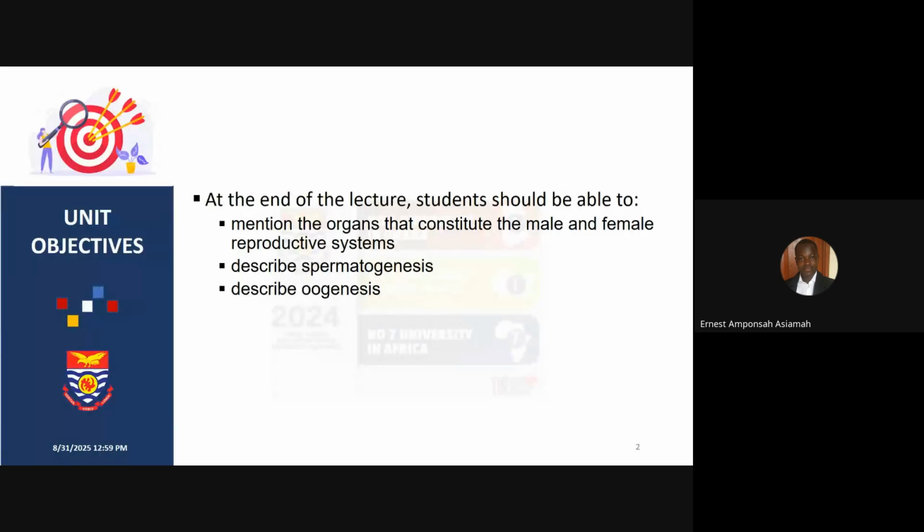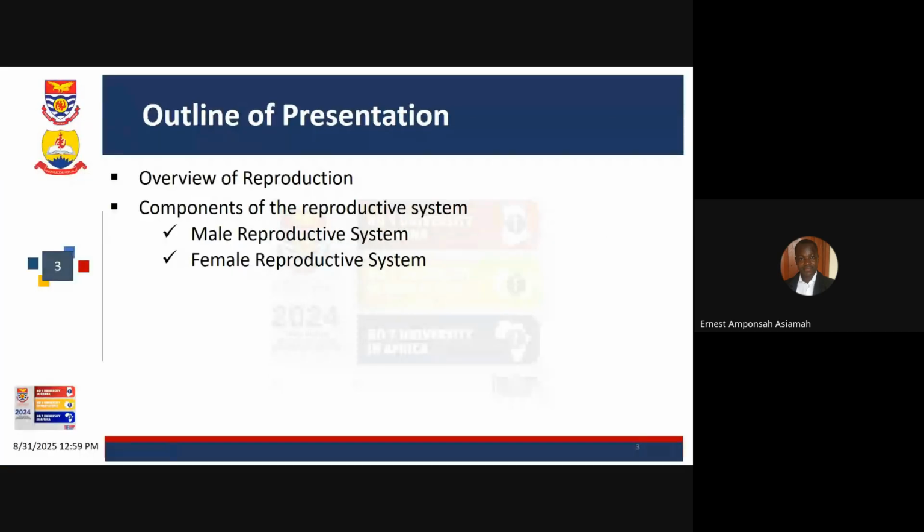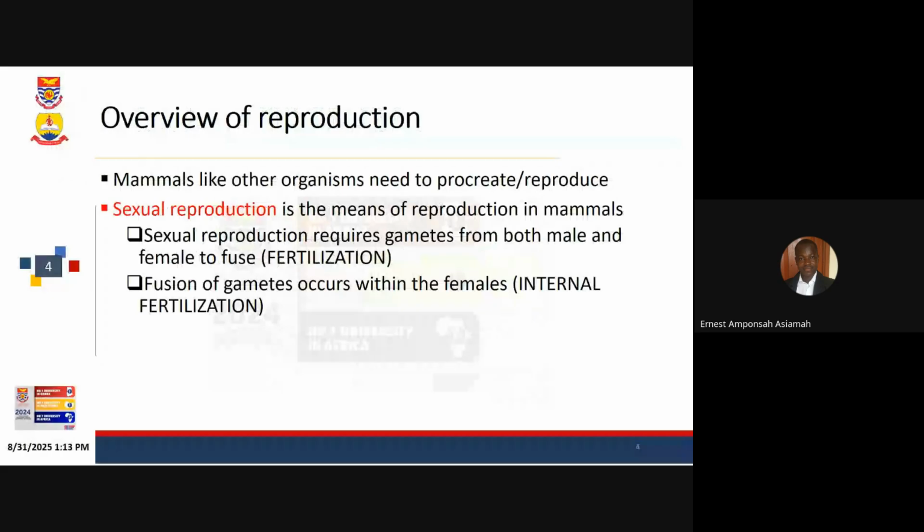Okay, so we are hoping that at the end of the lecture, we should be able to mention the organs that constitute what we call the male and female reproductive system. We should be able to describe spermatogenesis and oogenesis, both of which have to do with the production of the sex gametes. So we look at the overview of reproduction, then we go to the components.